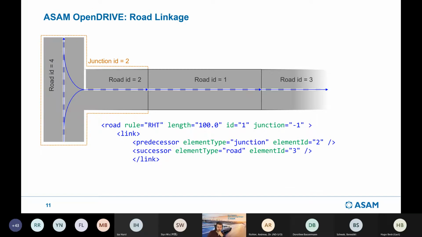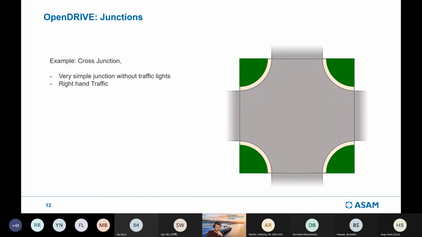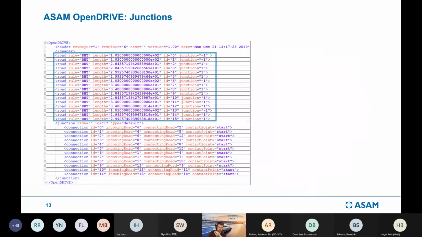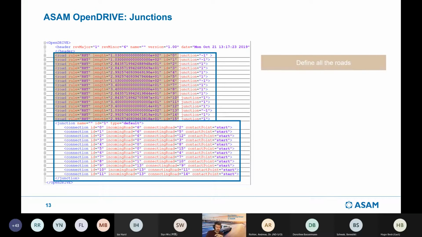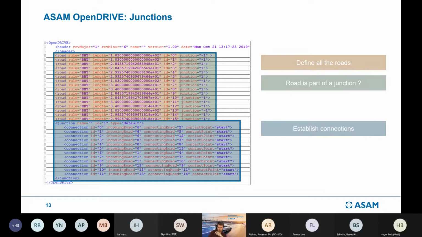And if we now jump into how we would model junctions in OpenDRIVE, and that is, as I said before, just a very rough overview. As an example, we'll take that very simple cross junction we have here. First of all, we need to define all the roads for the junction. In that example, these are 16 roads we need for a simple cross junction. And we need all the connections to form that junction. So as I said, define all the roads, then specify if that road is part of the junction, and then establish all the connections between the incoming roads and the connecting roads within the junction.